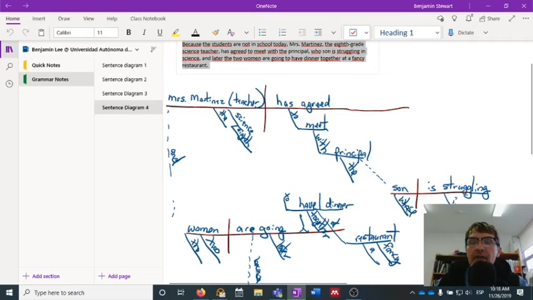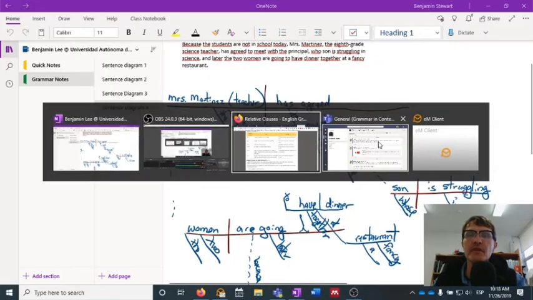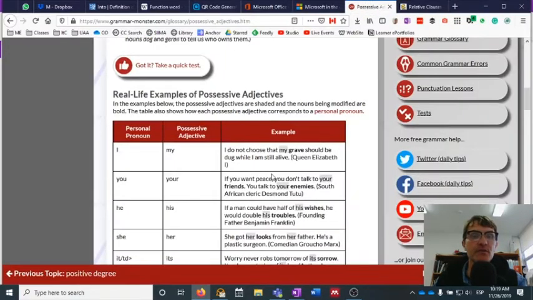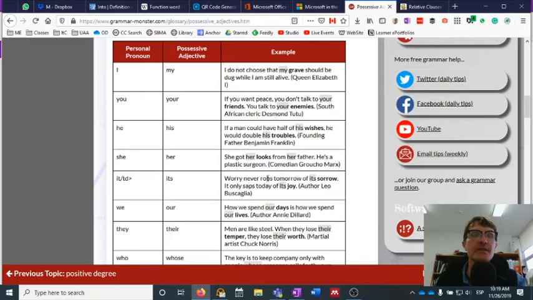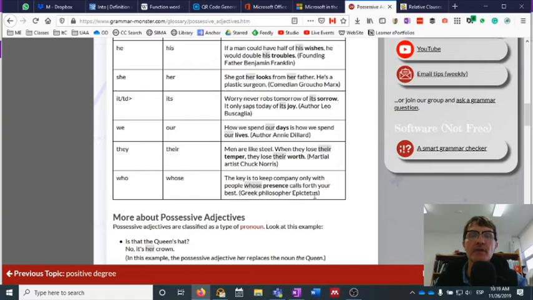And then we're going to have a relative clause, and the pronoun whose, right? Now I want to show you a couple of things here. This pronoun whose, in this case it's going to begin a relative clause, but it shows possession. And sometimes you'll see whose also as a possessive adjective, as in the case here where we have whose presence, people whose presence calls forth the best.